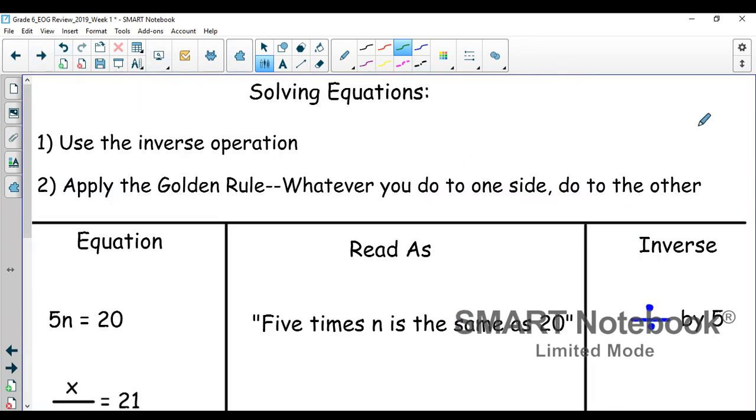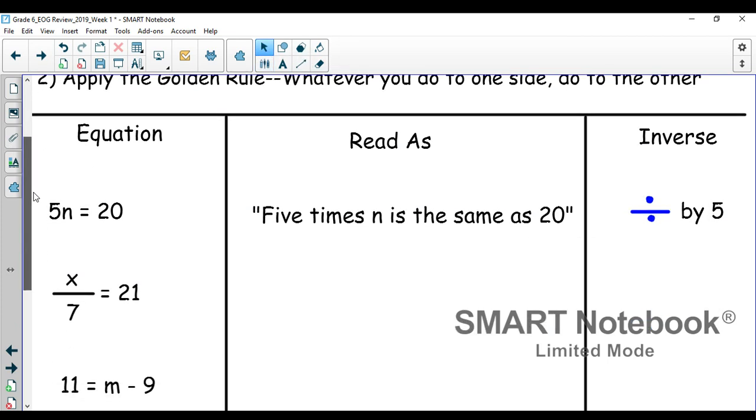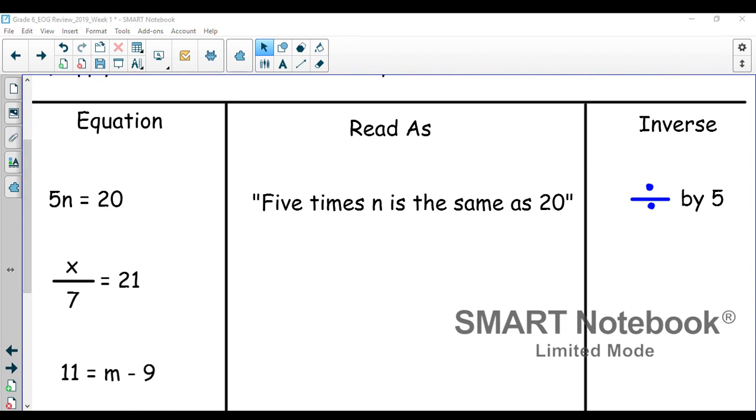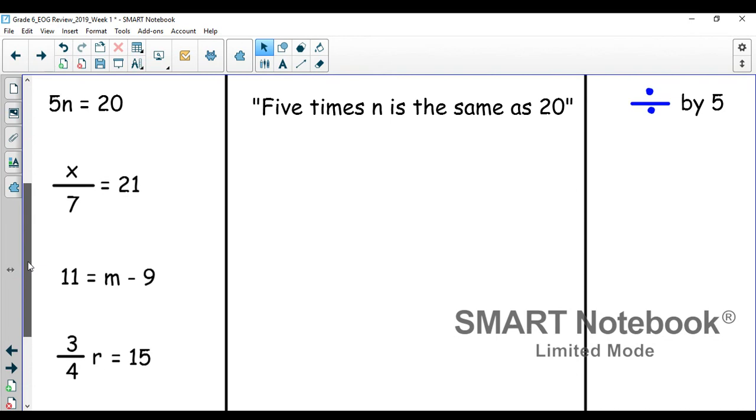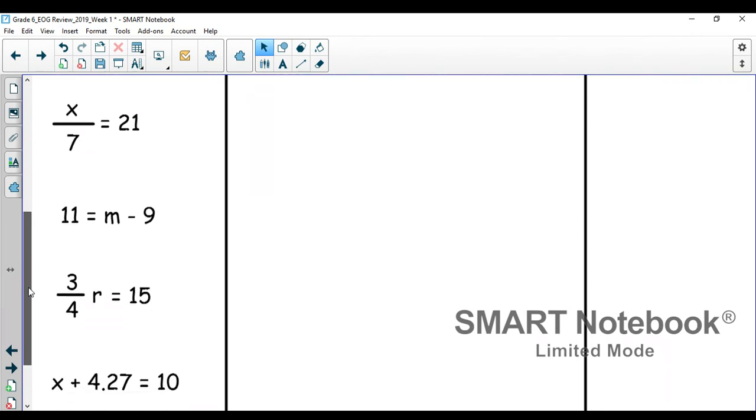Okay, today, like we said, we are going to be working with solving equations. And when you solve equations, you use the inverse operation. So the most important thing is being able to read it in math so that you can determine the inverse. For example, the first one we read as 5 times n is the same as 20. Because you know it's 5 times n, the inverse is division. So you'll divide by 5 to solve each one. So pause the tape and practice reading these 4 out loud to yourself. And then you can play the tape to hear me do it.